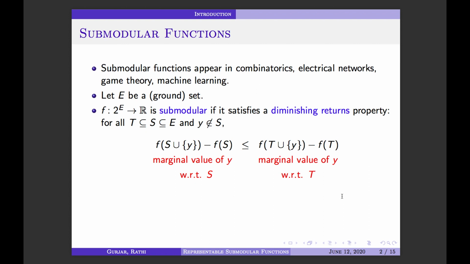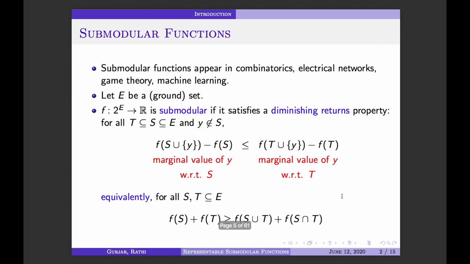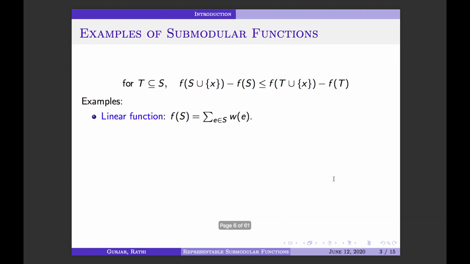containment relation. There is an equivalent characterization of submodular functions, which says that for any sets S and T, which are subsets of E, f of S plus f of T should be at least f of S union T plus f of S intersection T. So let's see some examples of submodular functions. You can easily verify that these examples satisfy this inequality we talked about.